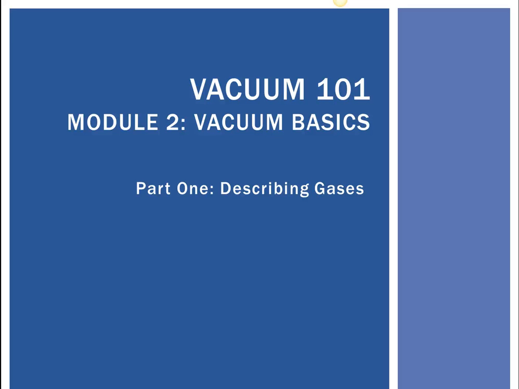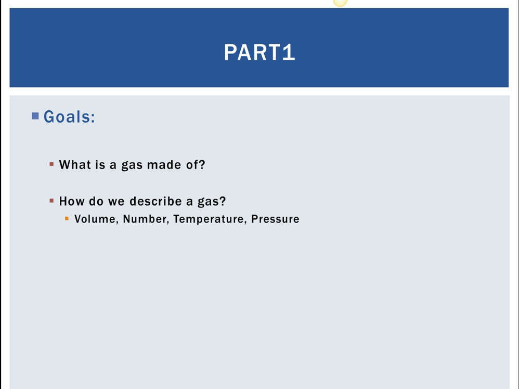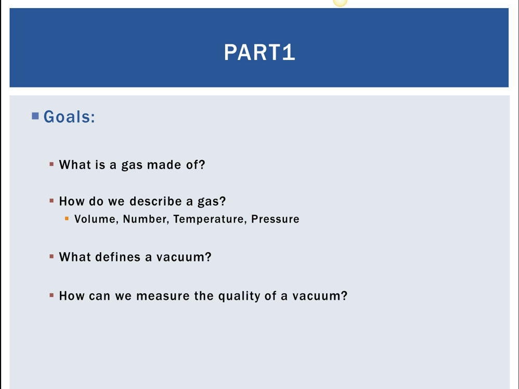This is Vacuum 101, Module 2, Vacuum Basics. In this module, we're going to be describing gases as it is significant to understanding vacuum. So the goals for this module are to understand what gas is made of, how we describe a gas in terms of volume, number, temperature, and pressure, and then we'll get into what defines a vacuum and how you can measure the quality of a vacuum.